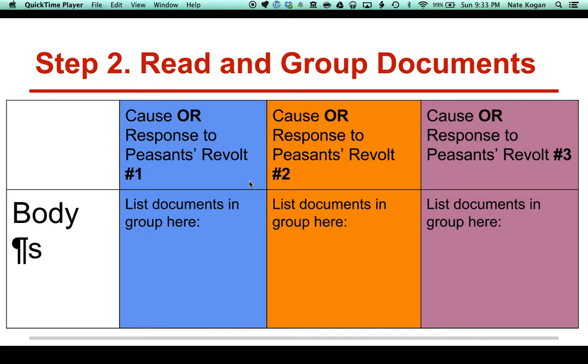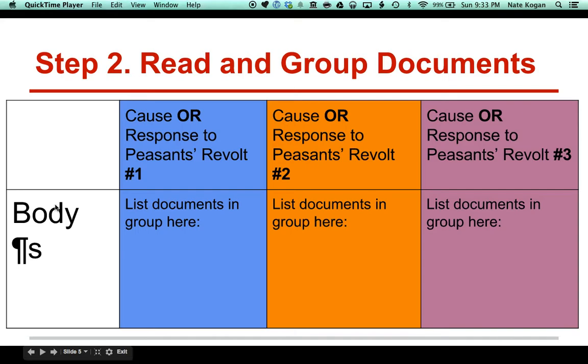In a way similar to the grid that we set up on free response questions, we can do a similar grid for the DBQ question with each of the columns indicating one of the different groups that you'll end up writing about in the body paragraphs. So each column, as you can see here, will correspond to a different body paragraph.